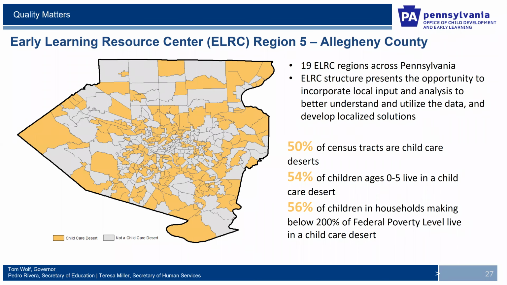So in Region 5, 50% of the census tracts are childcare deserts, and 54% of children ages 5 and below live in a childcare desert. 56% of children in households that make below 200% of the federal poverty level live in a childcare desert in this ELRC region. Incorporating local input creates better understanding of any barriers and dynamics that contribute to the creation of a childcare desert, as well as identify potential solutions for increasing childcare capacity in those areas.